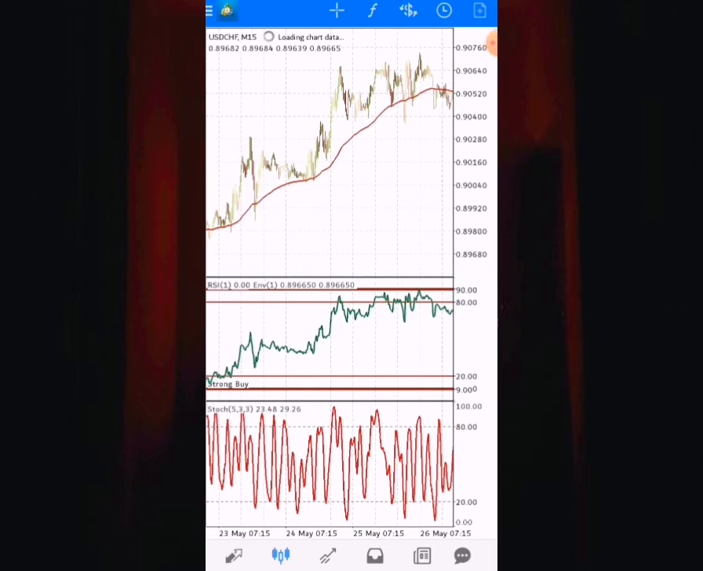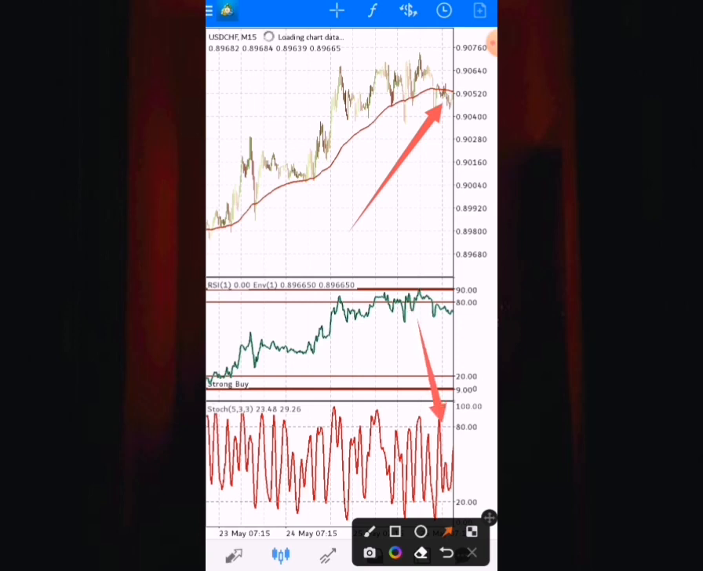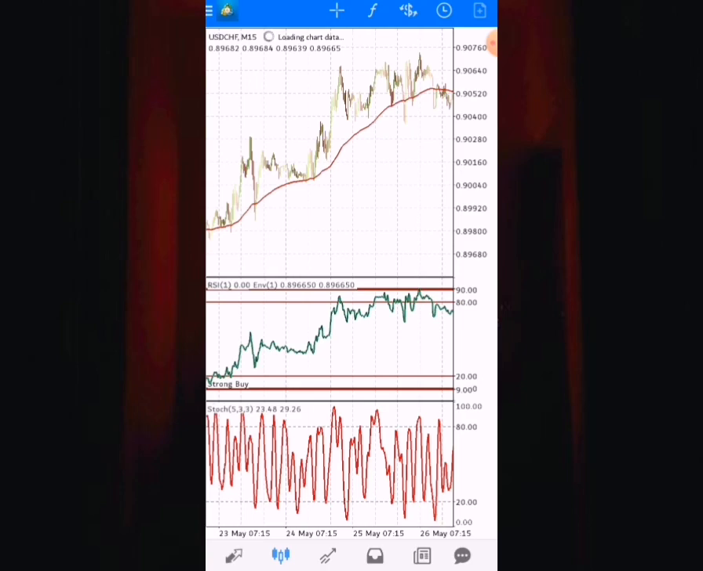Okay, right here you confirm that price is below the 100 period moving average, and once you make that confirmation, you wait for a pullback up here so that you can place the sell trade. So let's just wait for that pullback.